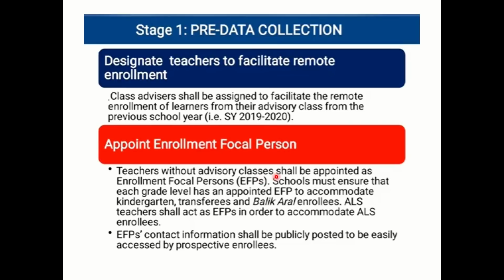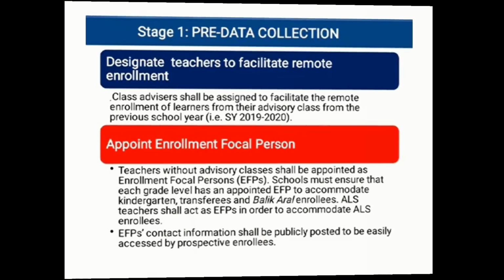Appoint enrollment focal person. Teachers without advisory classes shall be appointed as enrollment focal persons. Schools must ensure that each grade level has an appointed EFP to accommodate kindergarten, transferees, and balik-aral enrollees. ALS teachers shall act as EFPs in order to accommodate ALS enrollees. EFP's contact information shall be publicly posted to be easily accessed by prospective enrollees.